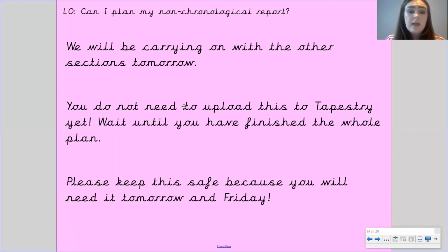Okay, so we're going to be carrying on with the other sections tomorrow. You do not need to upload this piece of work to Tapestry just yet. I would say wait until you've finished your whole plan before you do. But please, please, please keep this safe because you are going to need it tomorrow and Friday.